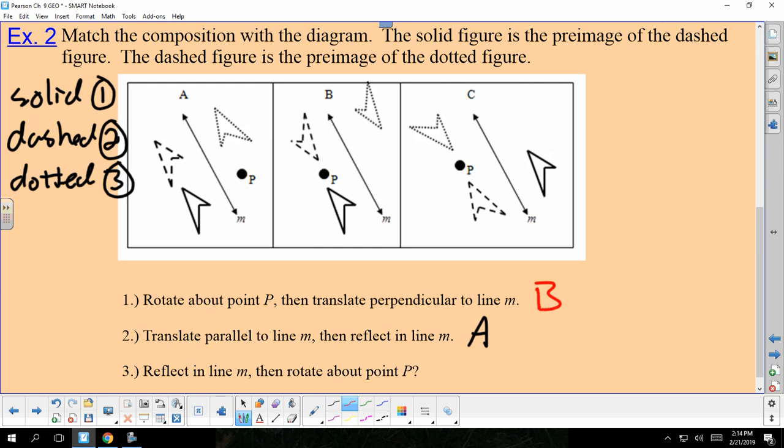And the last one must be C. So let's go ahead and look at this. We're going to reflect across M and then rotate about point P. All right, moving forward.